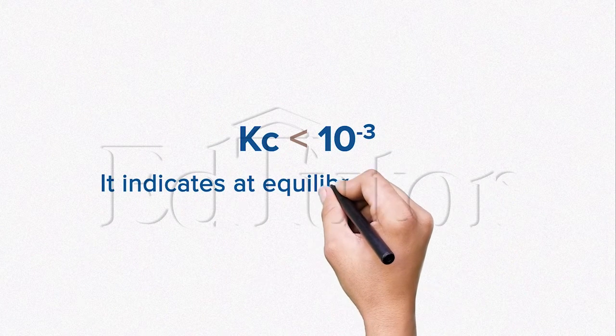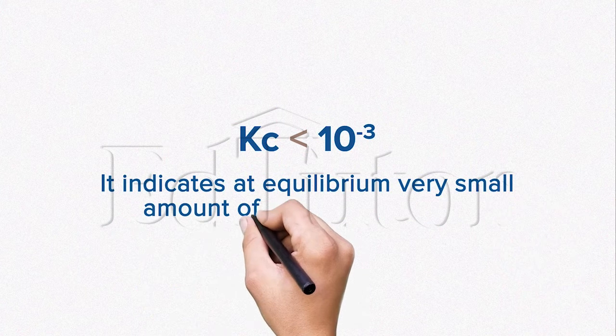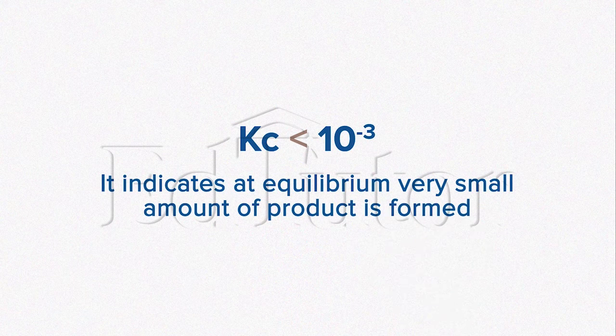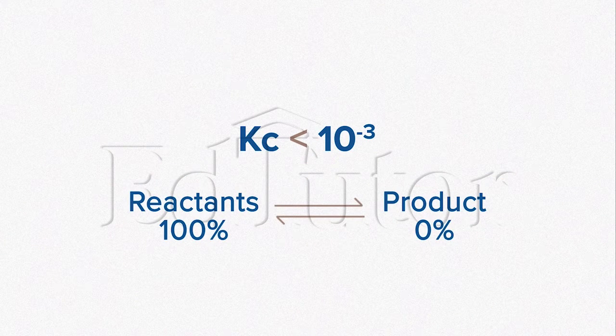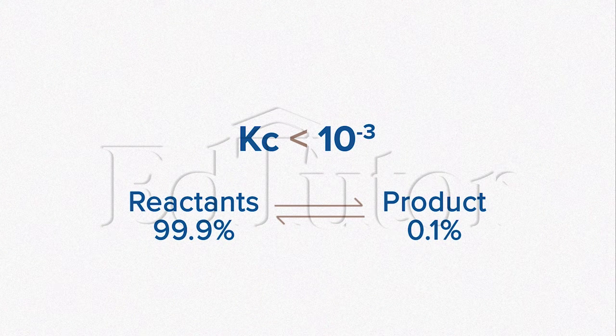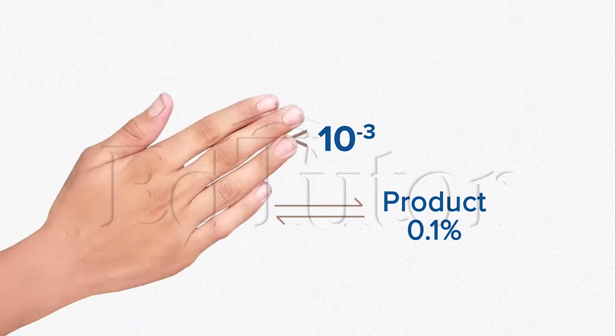Next, we'll look at when the numerical value of Kc is small. When the Kc value of a reaction is small, usually below 10^-3, it indicates that the equilibrium has been established with very small conversion from reactants to products, and the reactant is fairly stable. At this position, almost all reactants are present, but the amount of products is negligible. This type of reaction does not achieve completion.